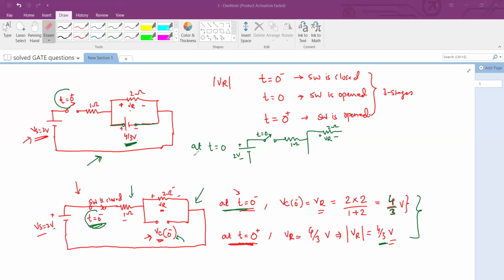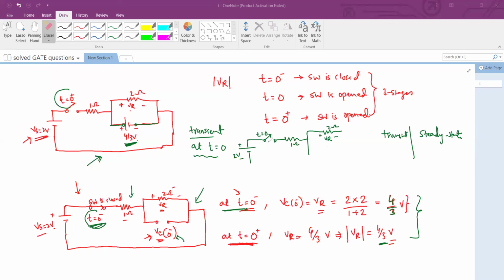What happens exactly at t equal to 0? This situation is called transient. Remember there are two stages: one is a transient in the switching circuit, and one is a steady state. So you see that circuit we are drawing here. We got this 4 by 3 volts across the capacitor, which is fully charged, and that represents the voltage across this one.